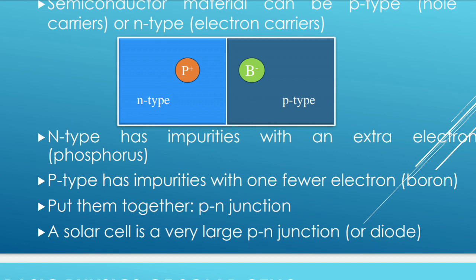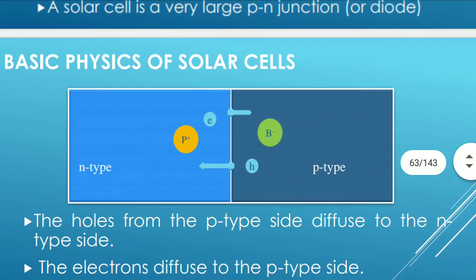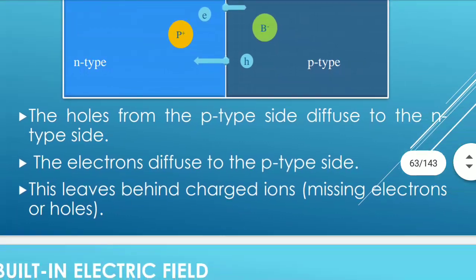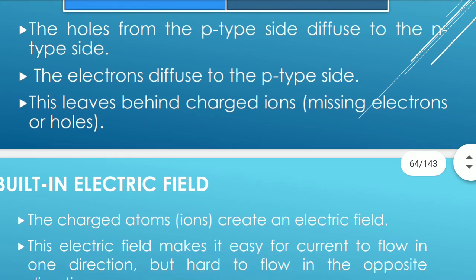Put them together: PN junction. A solar cell is a very large PN junction or diode. Basic physics of the solar cell. N-type, p-type recombination process. Holes from the p side go towards the n side, and electrons from the n-type go towards the p side. The holes from the p-type side diffuse to the n-type side. The electrons diffuse to the p-type side. This leaves behind charged ions, missing electrons or holes.